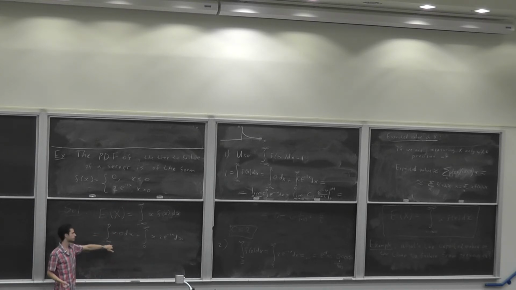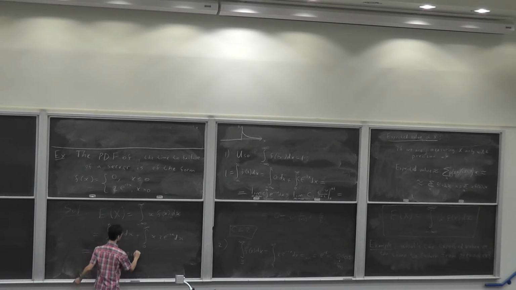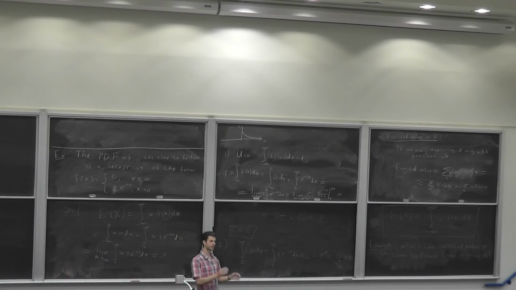The first integral is 0 because I'm integrating 0. The second integral is the limit as m goes to infinity of the integral from 0 to m of x times 2e^(-2x) dx. Now you see that this is an integral which we know how to compute. The integral of x times e^(-2x) can be computed using integration by parts. And the answer is 1/2.